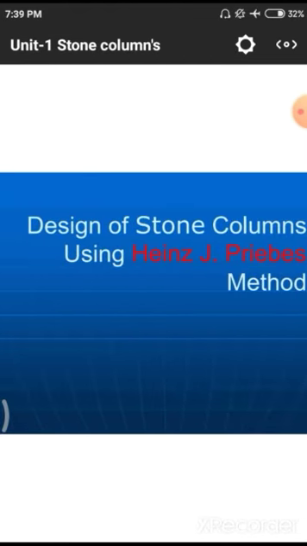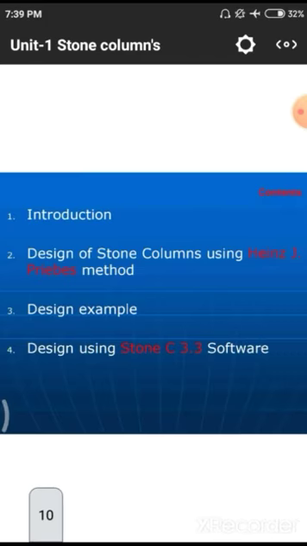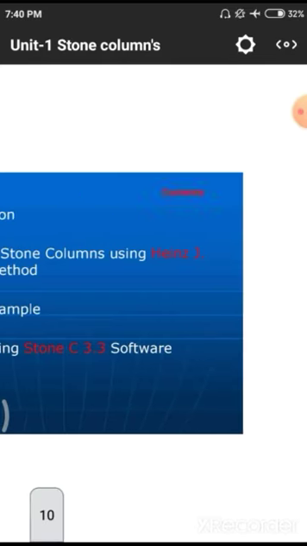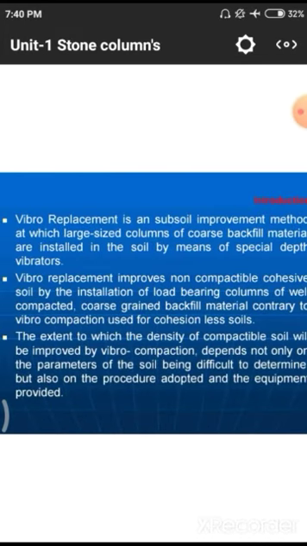Design of stone columns using Priebe's method. First we have an introduction to the design of stone columns using this method. After that we need to use a design example, and using some software they have allocated this. What is this thing they are using?